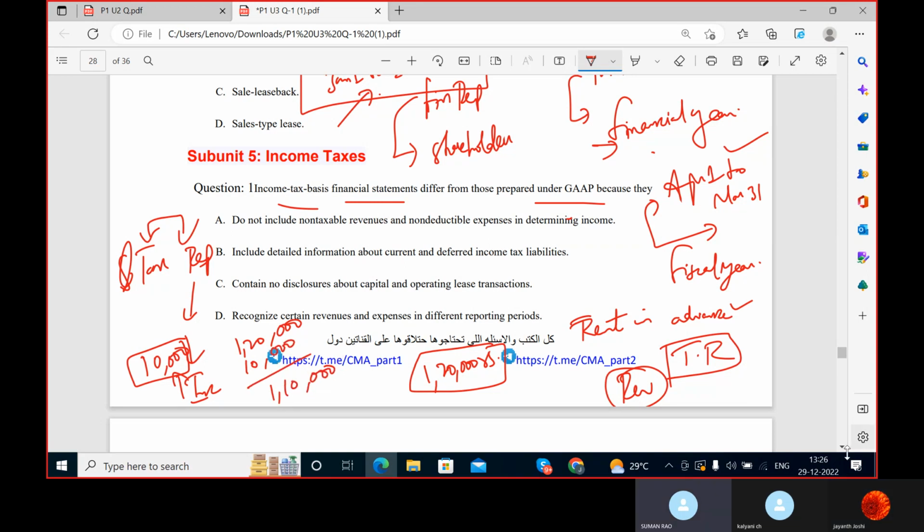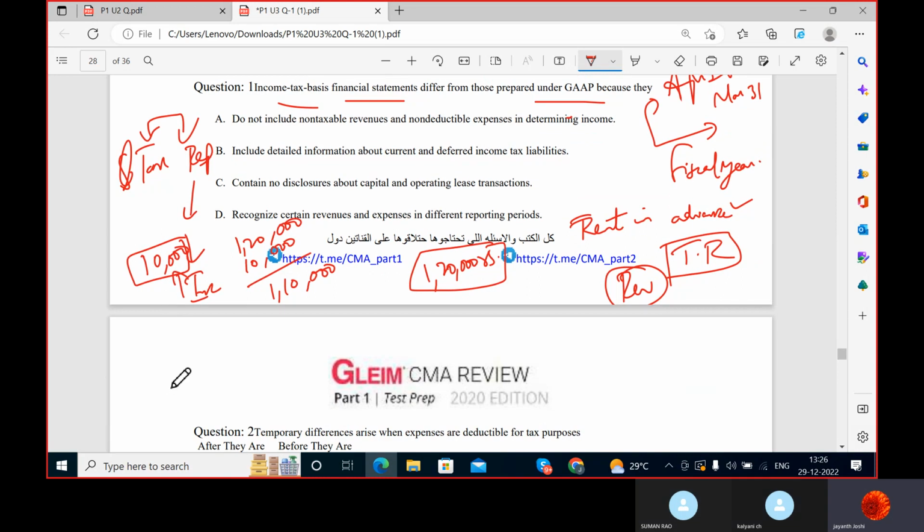Correct? In this way, when I enter December 31st, my entire obligation is set off. I have no liability now, and the entire 1,20,000 I'll recognize as revenue. So these two are creating changes, or not? Yes, they are creating changes, correct?